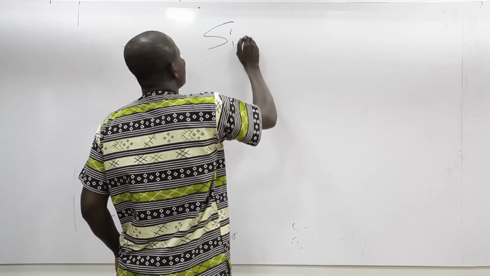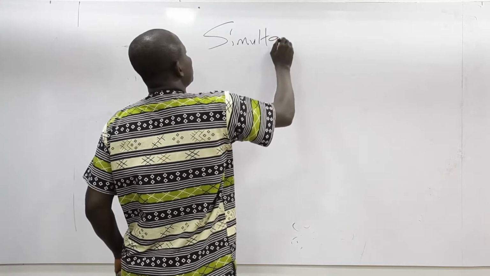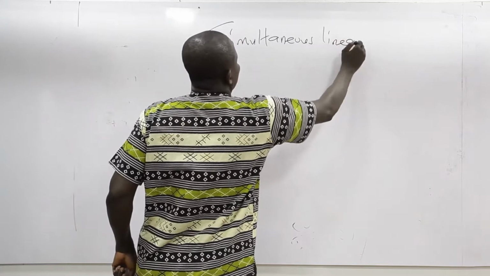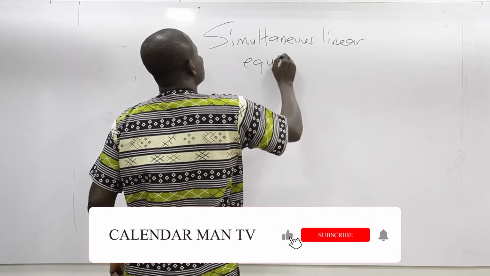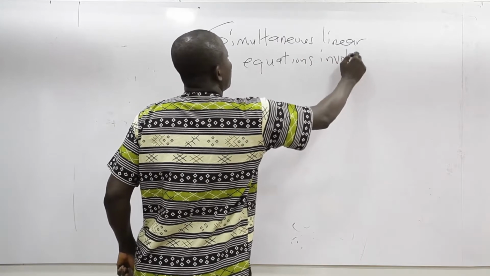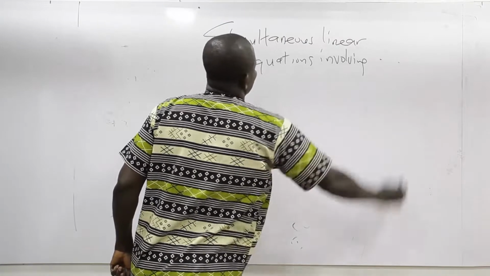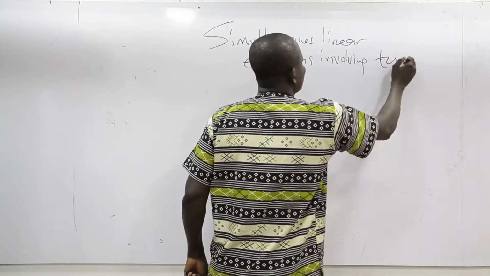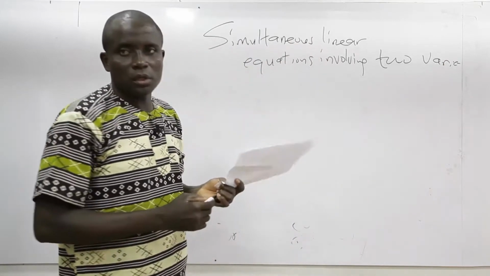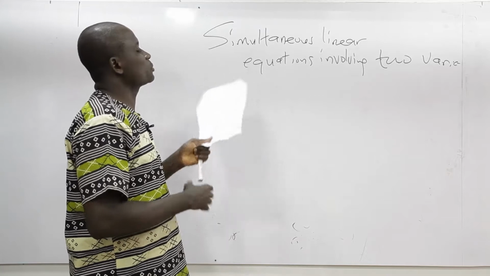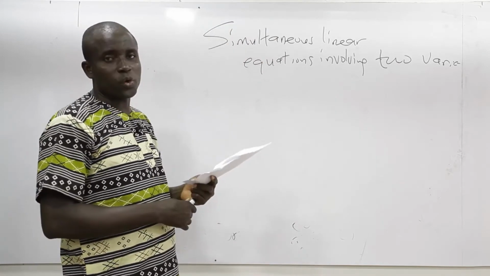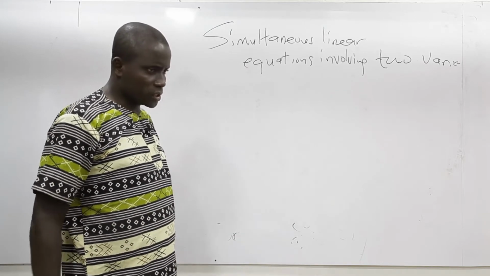So, simultaneous linear equations involving two variables, okay? Simultaneous equations. And in order to get enough space, this heading will very soon be cleaned and we'll be left with the simultaneous linear equations.